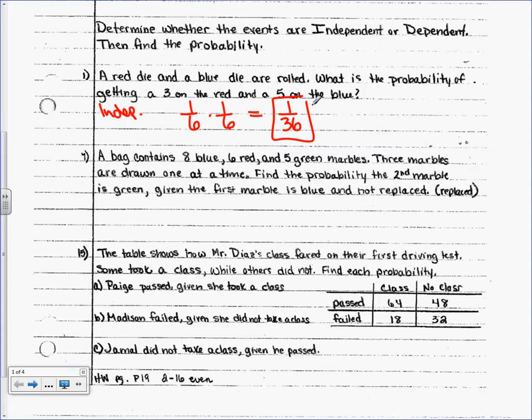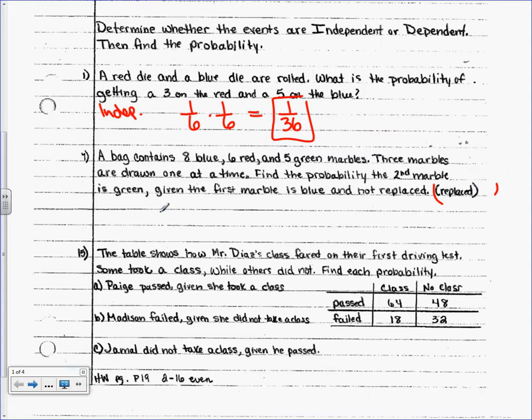Okay. The next question: a bag contains 8 blue, 6 red, and 5 green marbles. 3 marbles are drawn one at a time. Find the probability the second marble is green given the first marble is blue and not replaced. We'll do this part second. That's like they're asking part A, it's replaced. Part B, it's not replaced. Sorry, not replaced and then replaced. It's two separate questions is what I'm saying. Okay. So the first question is not replaced. Okay.